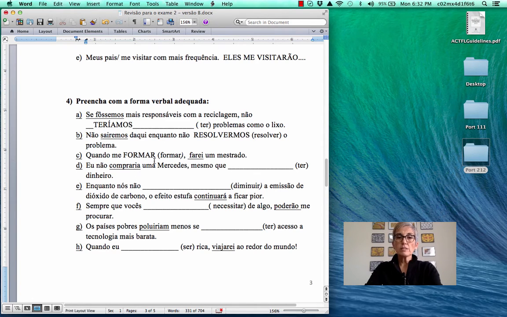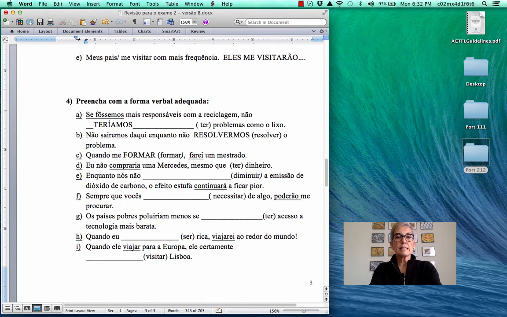Eu não compraria. So here you have the conditional. It means that this verb here has to be in the imperfect subjunctive. Eu não compraria uma Mercedes mesmo que eu tivesse dinheiro.